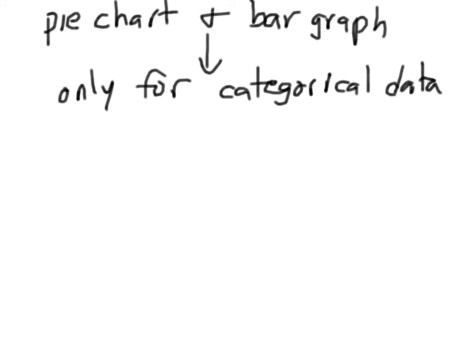If you've got quantitative data, you're not making a bar graph. Okay, so let's just make up some categorical data right now and talk about how you might make a pie chart and a bar graph with that.